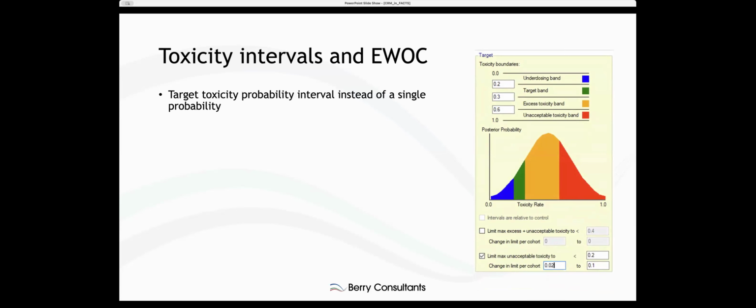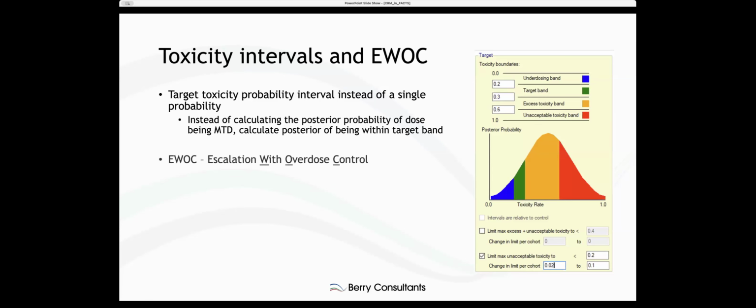I mean, that's become also standard in other rule-based dose escalation algorithms. And then what we would do is, instead of calculate the posterior probability that a certain dose is the MTD, we would calculate the posterior that any given dose is within the target band.